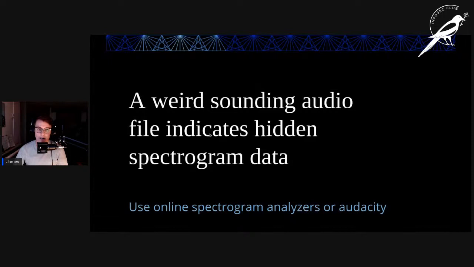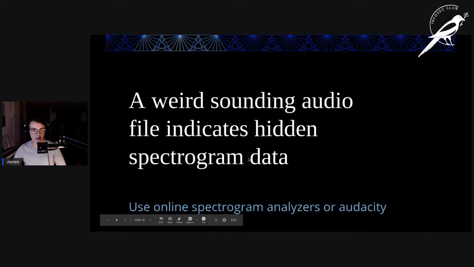Typically, if you find a .wav file and it sounds really weird and kind of hurts your ears, it's very likely that there's some spectrogram data hidden in there. But how do you view the spectrogram data? You can use an online spectrogram, which is what I would recommend. I'll have a link to one when we get to the challenge, where you upload the audio file and play it through the website, and it'll show you the data. Or you can use Audacity, an audio editing tool. I'm not sure if Kali has Audacity, but for the most part you should be able to just use the online spectrogram analyzer.